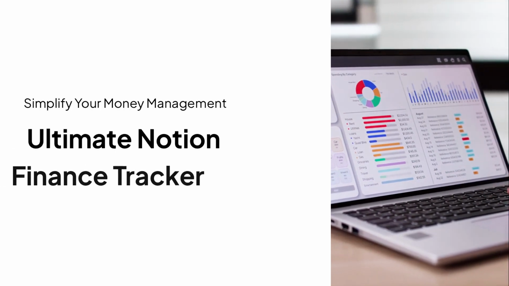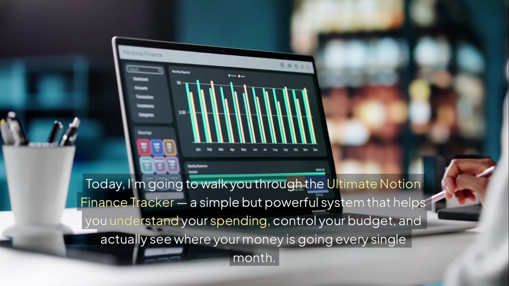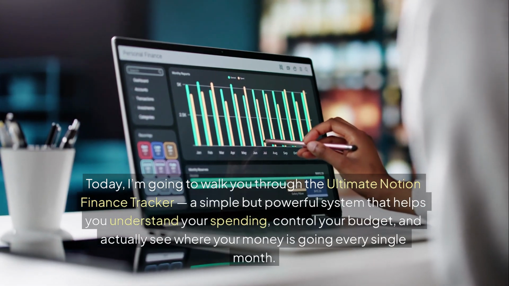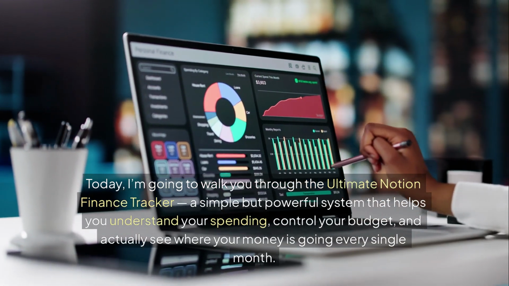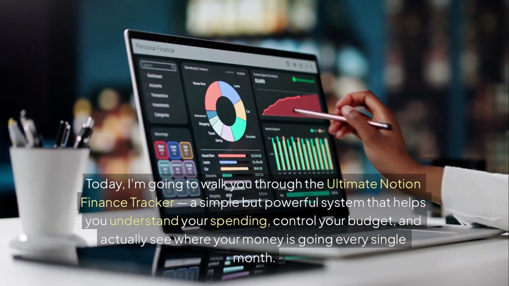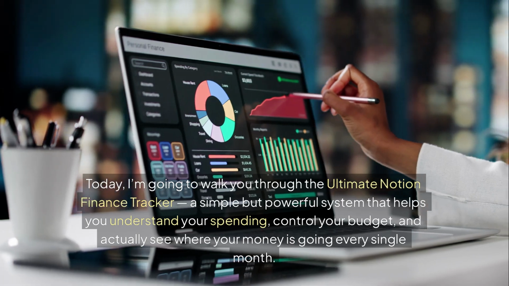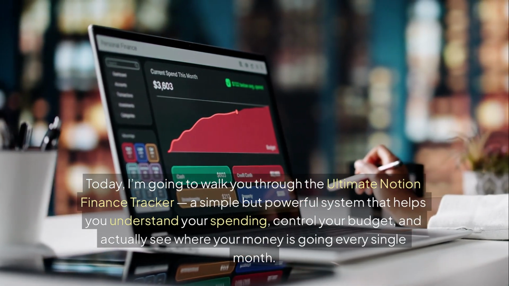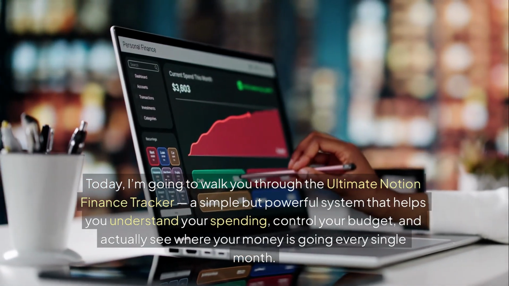Managing your money doesn't have to be complicated. Today, I'm going to walk you through the ultimate Notion finance tracker, a simple but powerful system that helps you understand your spending, control your budget, and actually see where your money is going every single month.